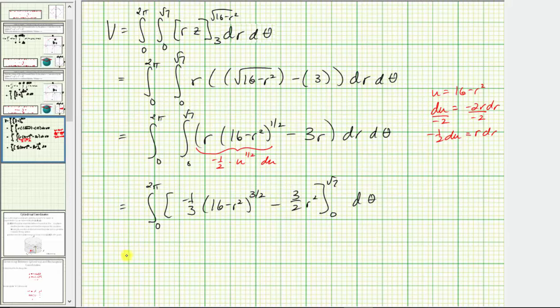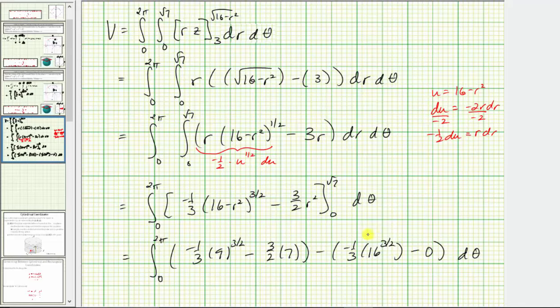Now we need to find big F of b minus big F of a. When r is equal to the square root of 7, the square of the square root of 7 is 7. 16 minus 7 is 9, so we have negative 1/3 times 9 to the 3/2 minus 3/2 times, again, the square of the square root of 7 is 7, so we have 3/2 times 7. And then when r is 0, we'll have negative 1/3 times 16 to the 3/2 minus, this would be 0. Let's continue on the next slide.